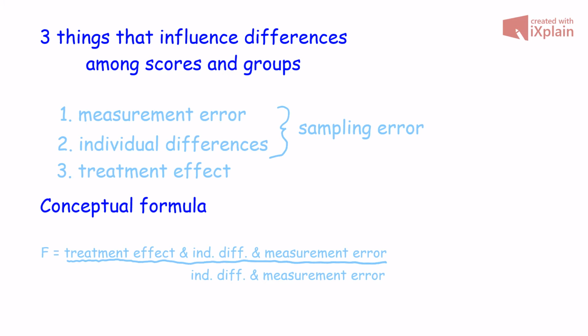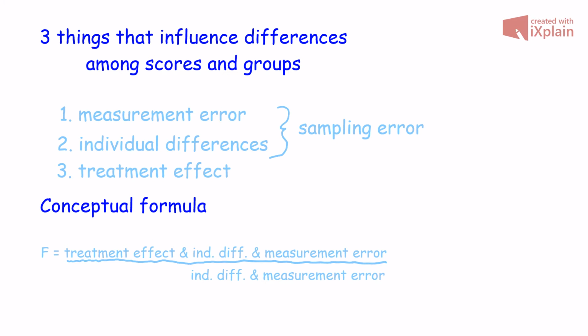The numerator of ANOVA is one number, and that one number has three things in it that contribute to the size of that number: the treatment effect, individual differences, and measurement error. So that one number on top has those three things contributing to it. The problem is we don't know how much of that one number is due to any one of those factors. So if the number on top is 10, we don't know how much of that 10 is created by the treatment effect, the stuff we care about, or individual differences and measurement error, the stuff we don't really care about.